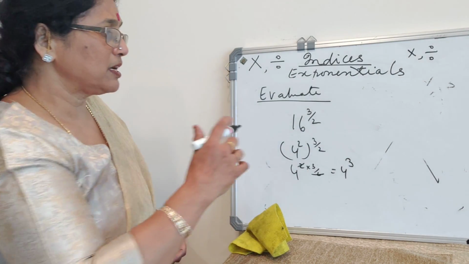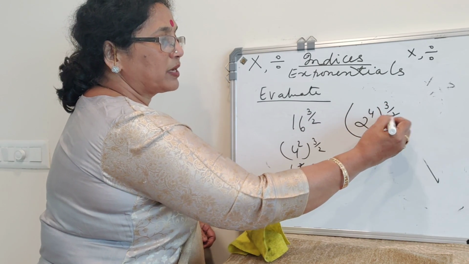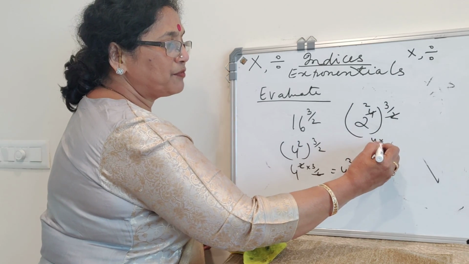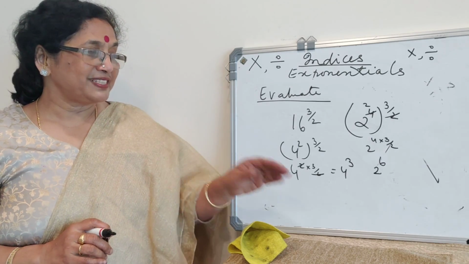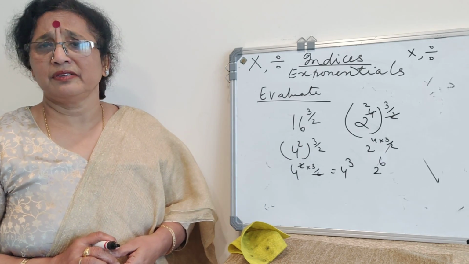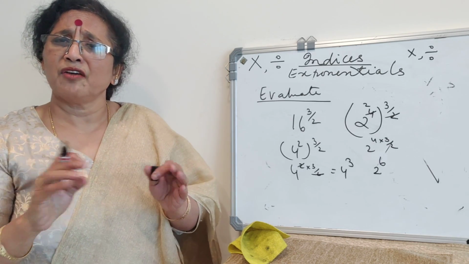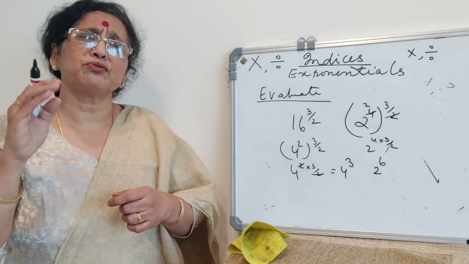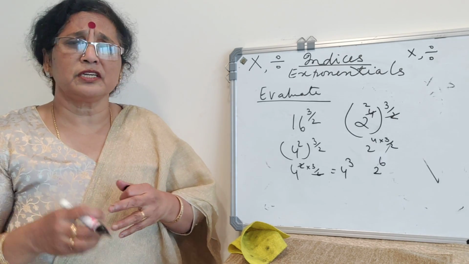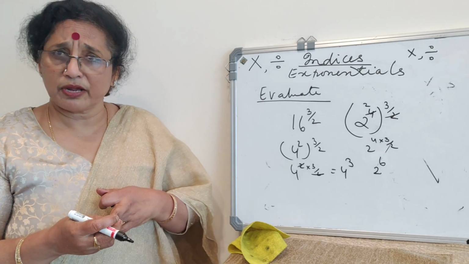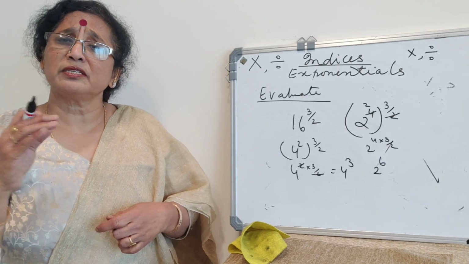Let us see if the child had done 2 to the power of 4. 2 to the power of 4 is 16. Then 3 by 2, cancel this, because we are multiplying 4 and 3 by 2. So it becomes 2 to the power of 6, which is the same as 4 cube, children. You don't have to check by multiplication. 4 cube is 64, and 2 to the power of 6, 2 into 2 into 2 into 2 into 2 into 2, is also 64. So you should know by heart that 2 cube is 8, 2 to the power of 4 is 16, 2 to the power of 5 is 32, and 2 to the power of 6 is 64, and so on. Certain things you should know.